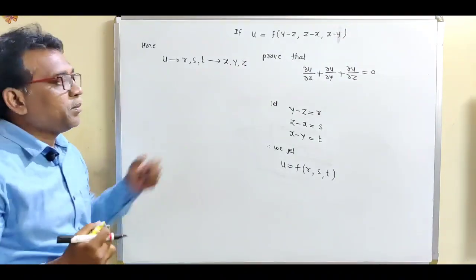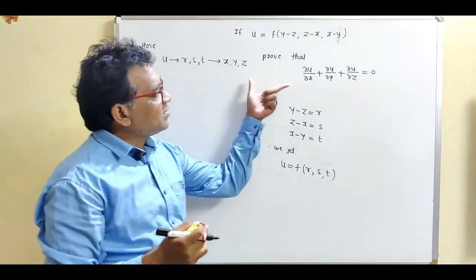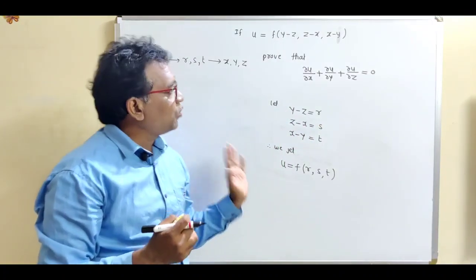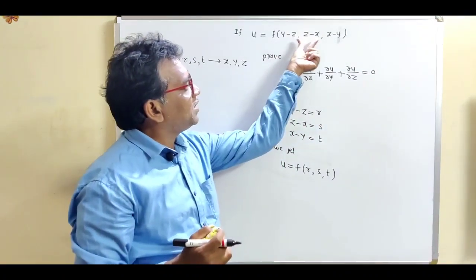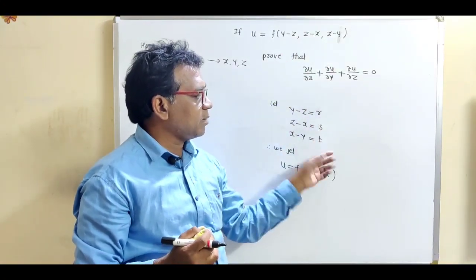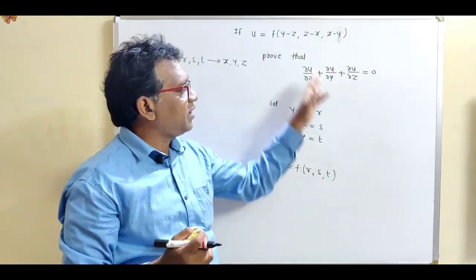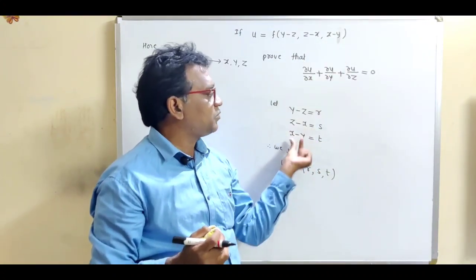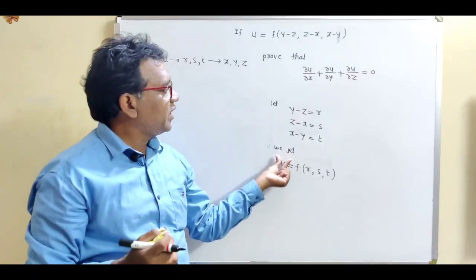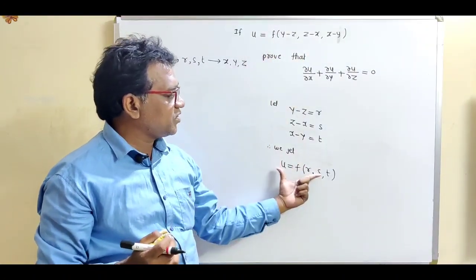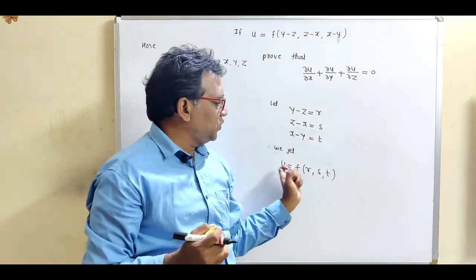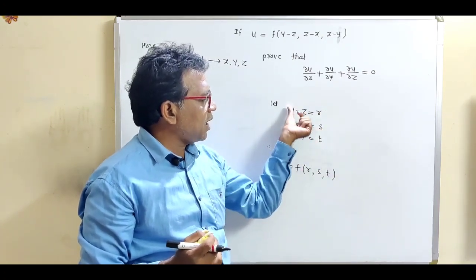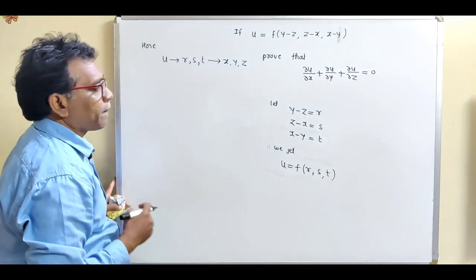So this is a somewhat different problem. In this example, first of all we have to construct a proper chain. So how to construct the chain? Let us put these three quantities equal to some other variables. Let us put y minus z equal to r, the second variable equal to s, and the third variable x minus y equal to t. So what we get? u is equal to f of r, s, t. So what is the required chain? u is a function of r, s, t, where r, s, t are functions of the three variables x, y, z.